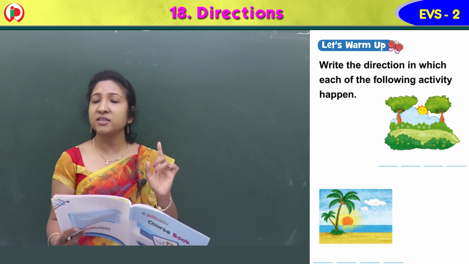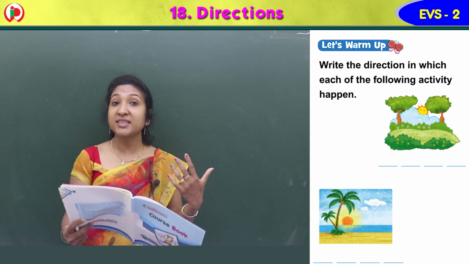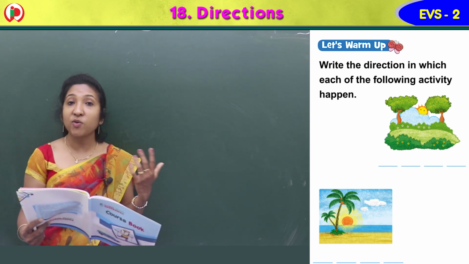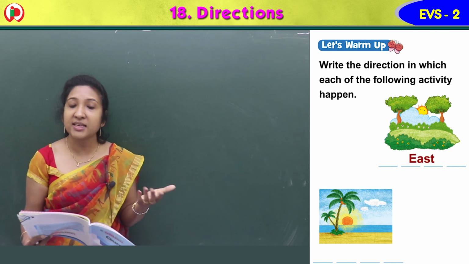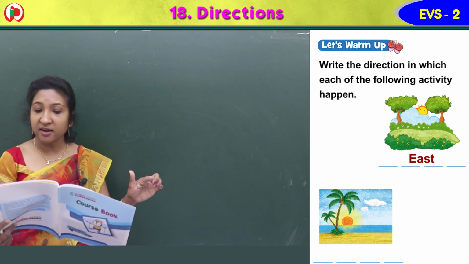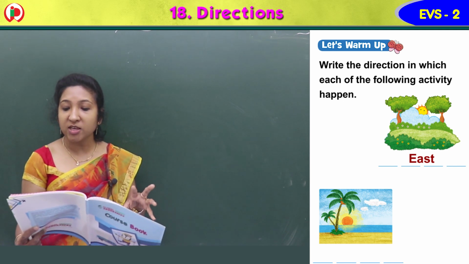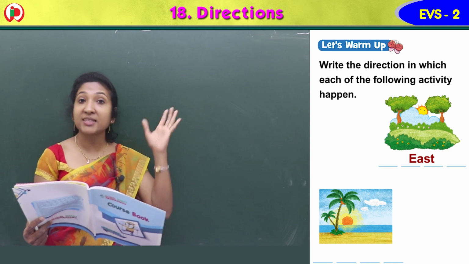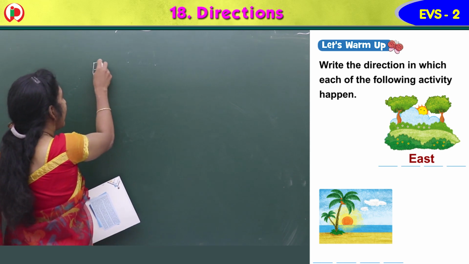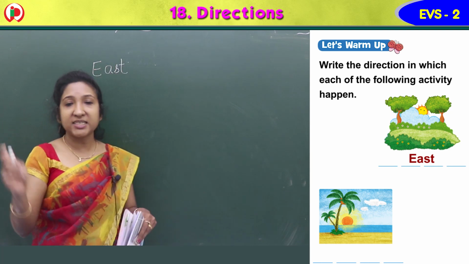So you have to write the direction of this sunrise as well as sunset. So where does the sun rise? Sun rises in which direction? Sun rises in the east. So below the picture, a blank is there. You have to write the direction in which each activity happens. The first one is sunrise. Sun rises in the east. E-A-S-T, east. You have to write east there.